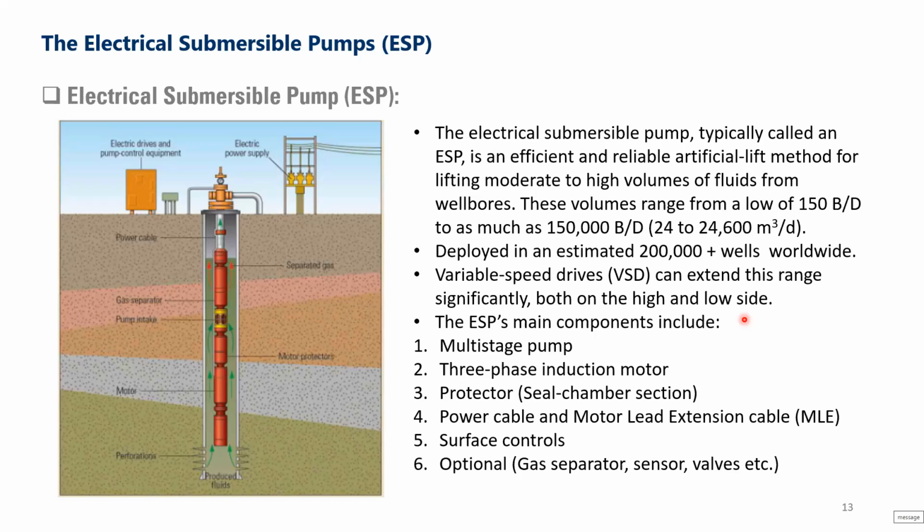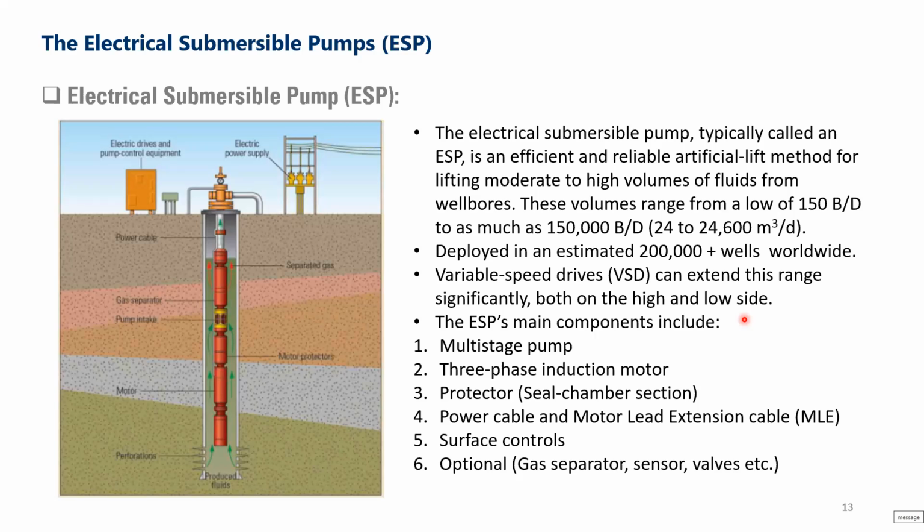But you have the option of producing as low as 150 barrels per day from an ESP system to as much as 150,000 barrels per day from an ESP system, depending on the applications, right? And how good the reservoir can support. It's deployed in an estimated 200 plus wells worldwide. So this tells you that it's one of the most commonly used artificial lift methods globally.